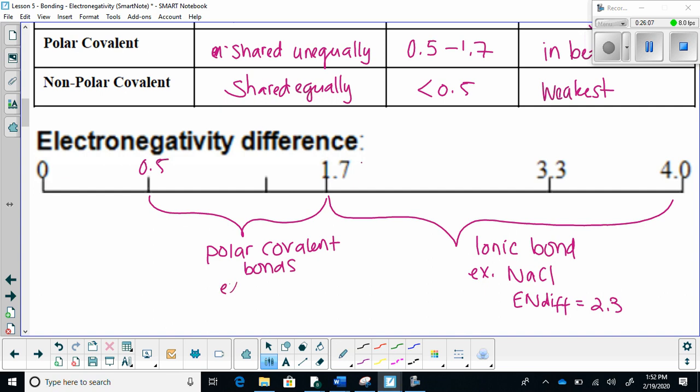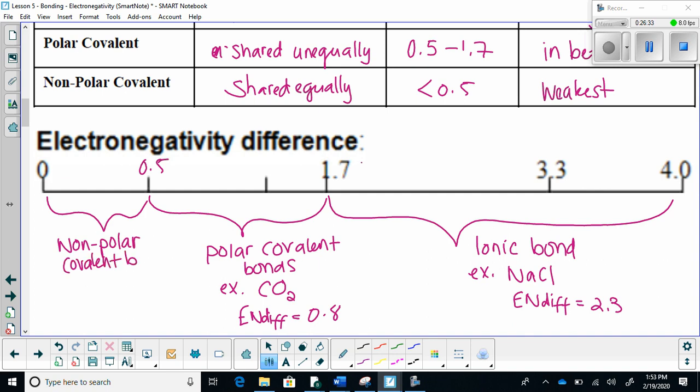Example, carbon dioxide, which has an electronegativity difference of 0.8. Lastly, anything under 0.5, roughly, we will call a non-polar covalent bond. An example of this: let's say we have tin connected to tellurium. Okay, let's say there was a bond made like that. It has an electronegativity difference of 0.1.